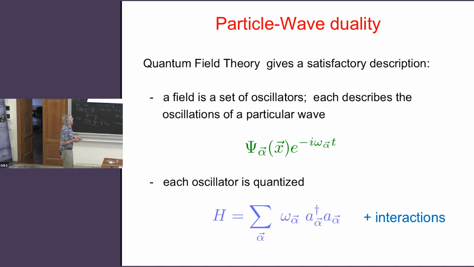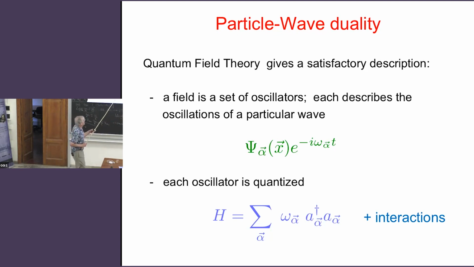And what does it say? It says that everything is a field. The field has a set of modes, particular ways of oscillating, waves. And each wave can be excited to a certain extent, but it has to be an integer extent. It has to be occupied by a certain number of quanta.